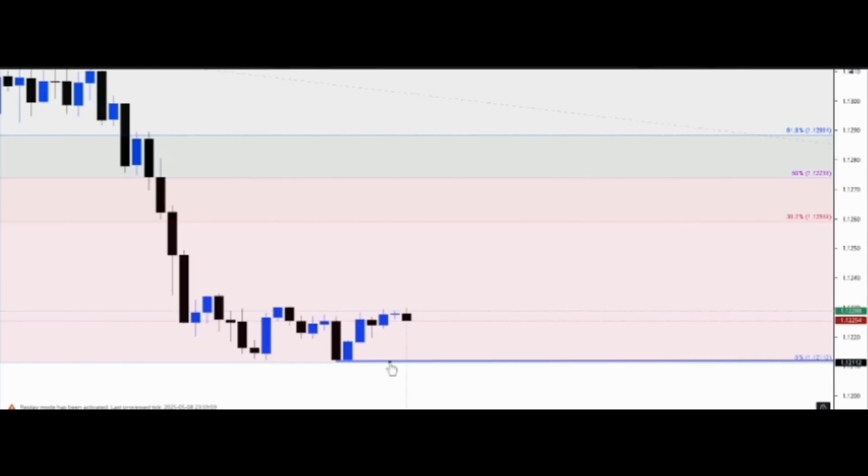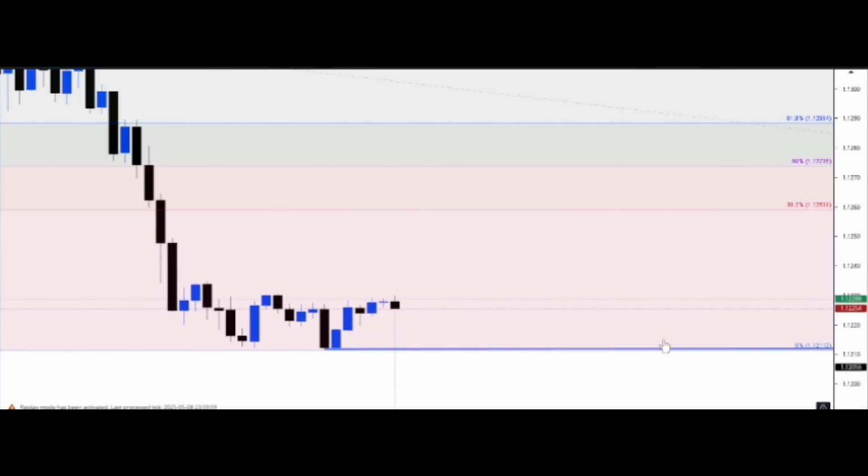If for any reason price comes down, first of all, to take out this low, that means that on the daily time frame there is a sweep here before it goes higher. If that happens, I'm going to show you how to approach the market as well. Now, let's continue to play price.